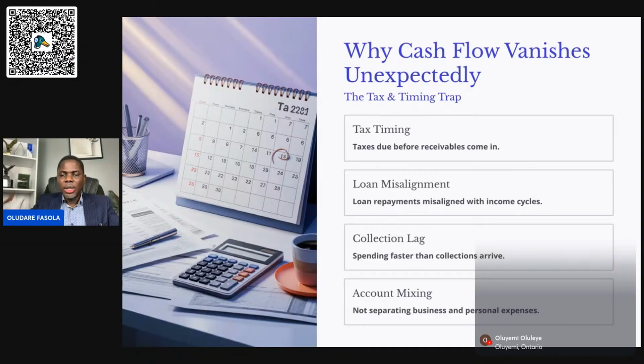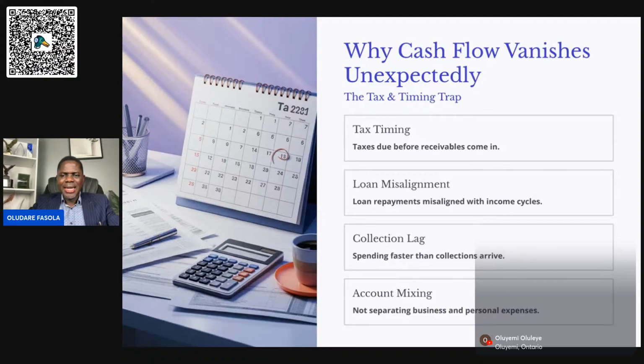Number two, loan repayment misaligned with income cycle. You are taking a loan, and sometimes you are not really looking at the cycle of the loan. Like, you take a loan for 12 months, and you're supposed to be paying your principal and interest, and you don't follow that pattern. You don't really follow the flow. It's a very big problem. It will lead to profit on paper, but poor cash flow.